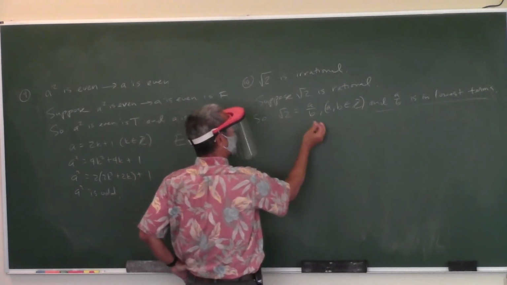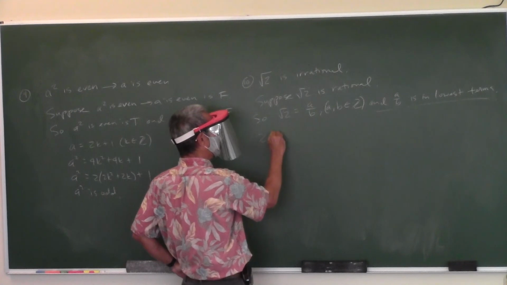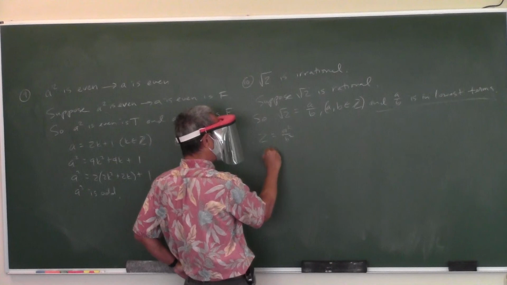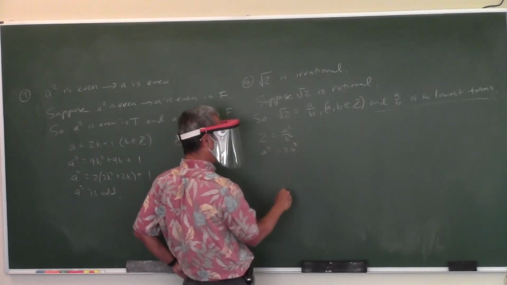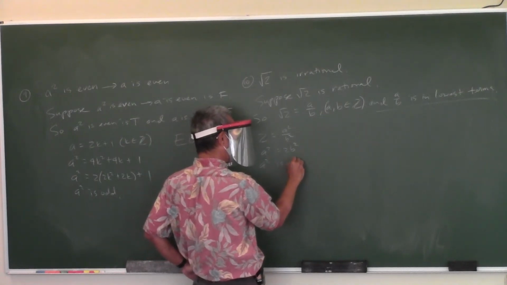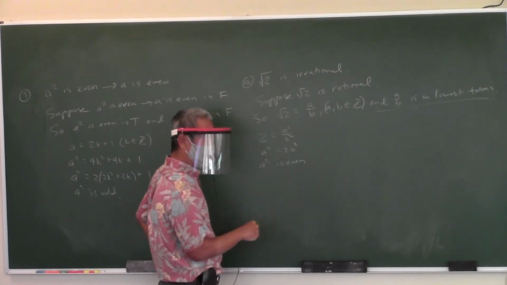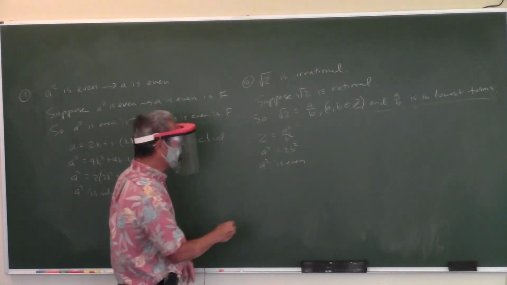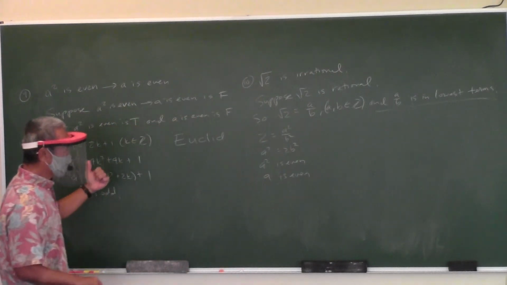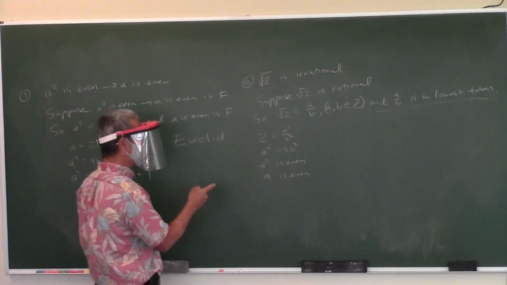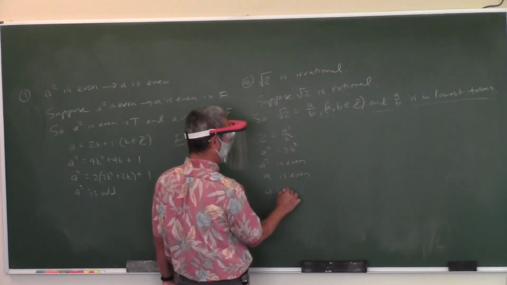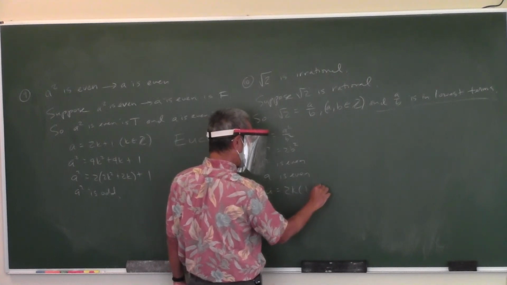Okay, so what am I going to do with this? Square both sides. So 2 is equal to a squared over b squared, which means a squared is equal to 2b squared. So therefore, a squared is even, right? Because it's equal to 2 times an integer. But what did we just prove? If a squared is even, then a is even, right? That's why we did this thing first. Okay, now, if a is an even number, then what does that mean? a is equal to 2k for some integer k.